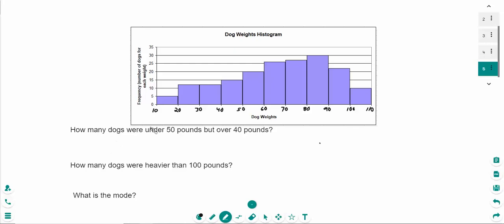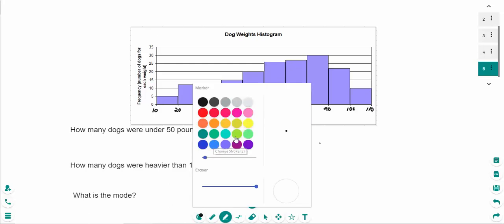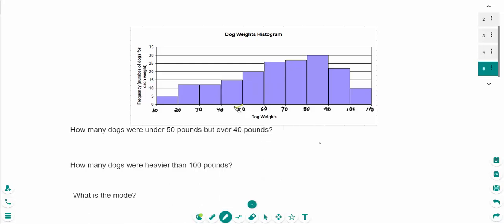So how many dogs were under 50 but over 40? Here would be that range. The under 50 but over 40, so it's right in here, right? How many dogs fell in this range? Well, if we follow this bar up, we find that there are 15. So 15 dogs weighed somewhere between 40 to 50 pounds. Okay. Now, how many dogs were heavier than 100 pounds?